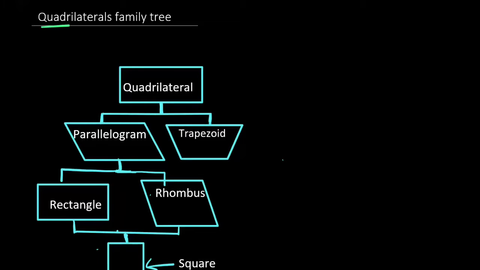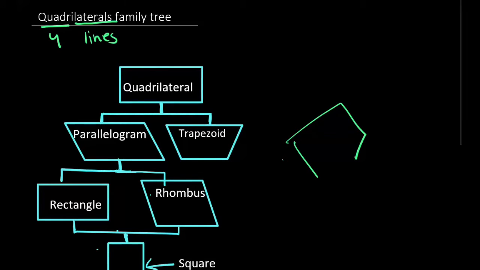Quadrilaterals. So quad means four and laterals means lines. So simply, quadrilaterals are basically any polygon with four lines. So remember, it has to be a polygon. So it cannot be like this. So this is not a polygon. That means this is not a quadrilateral. Okay? Now let's get into the family tree.